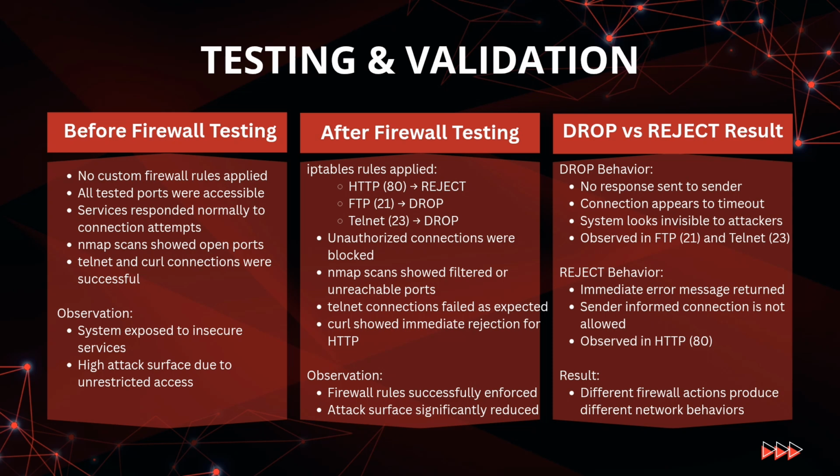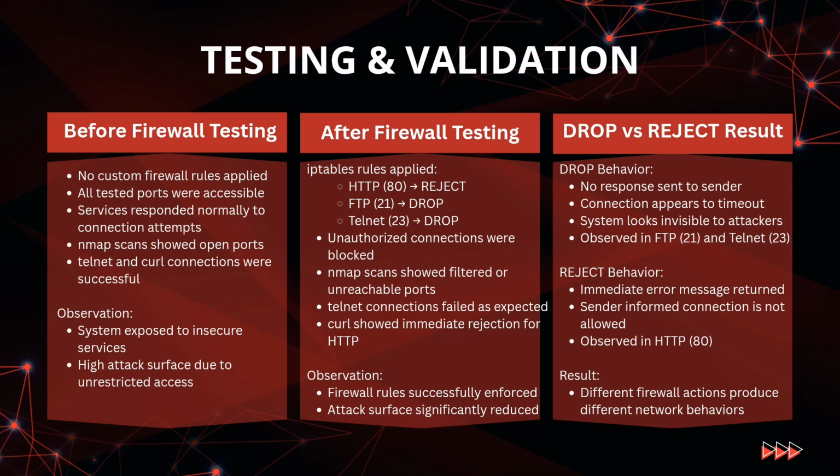After firewall testing, iptables rules were applied. HTTP 80 reject, FTP 21 drop, Telnet 23 drop. Unauthorized connections were blocked. The Nmap scan showed filtered or unreachable ports. Telnet connection failed as expected. Curl showed immediate rejection for HTTP. Observation: firewall rules were successfully enforced and the attack surface was significantly reduced.